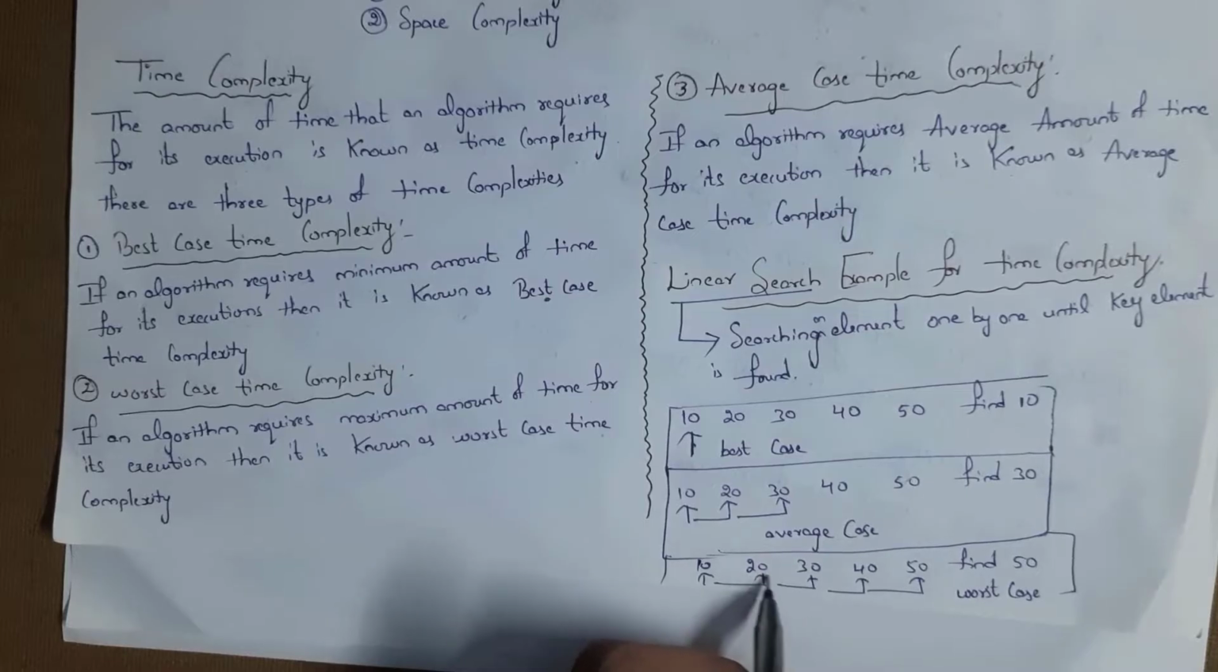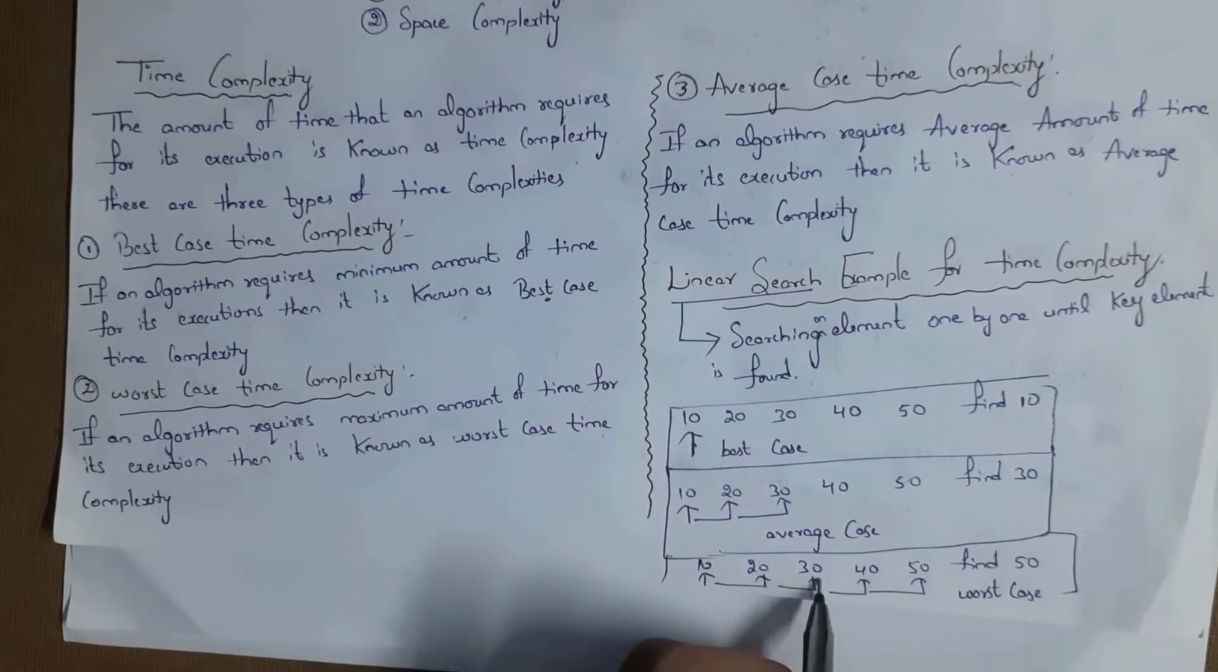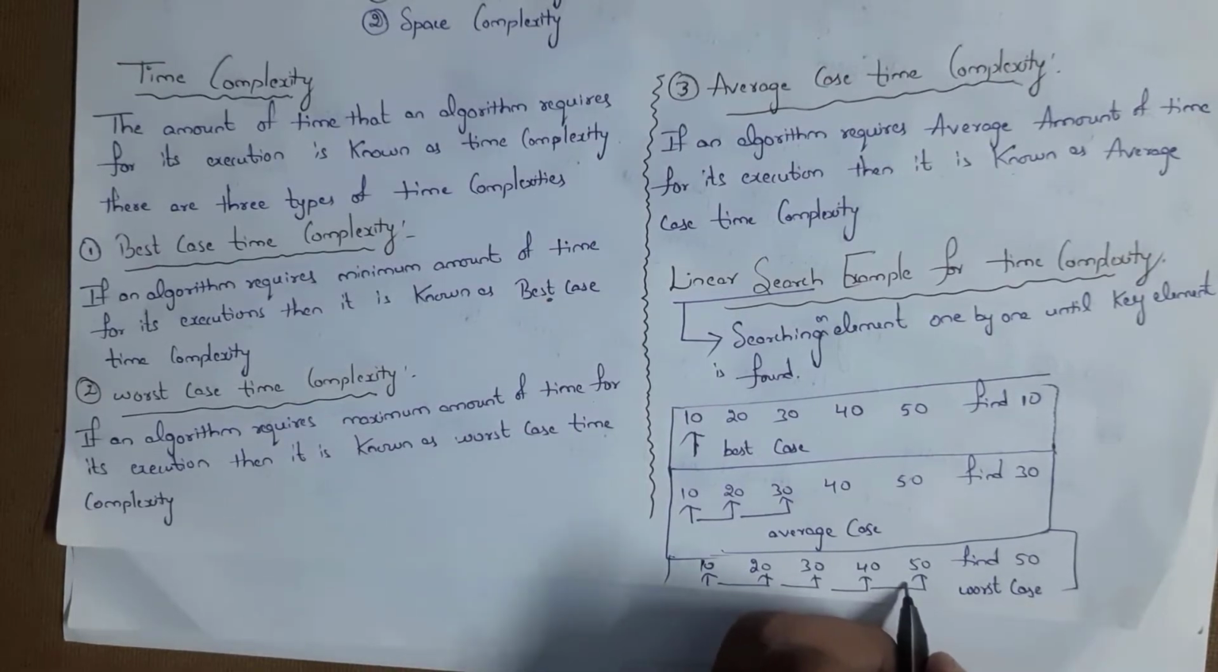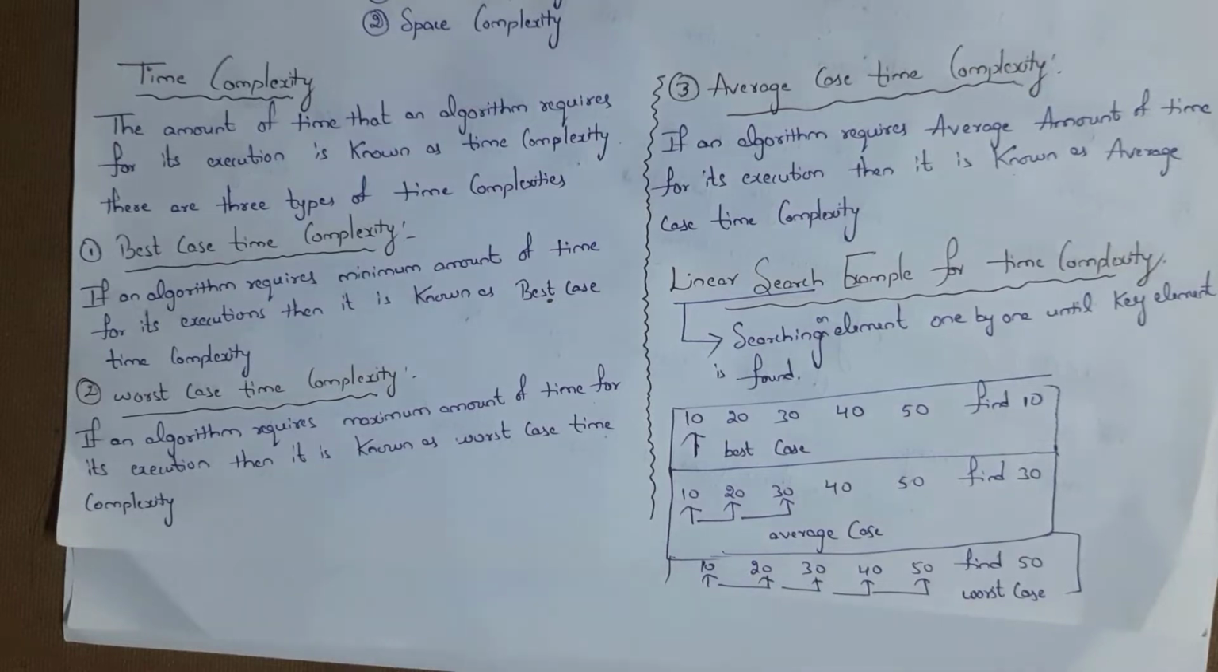50 is not in second position. Again we will move one step forward. In third position element is not found, and in fourth position element is not found. We got element 50 in last position, so time consumed is more.